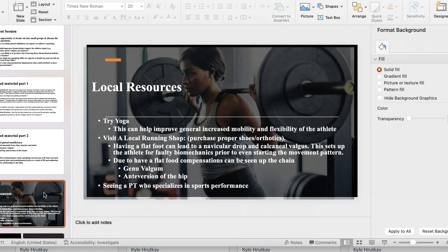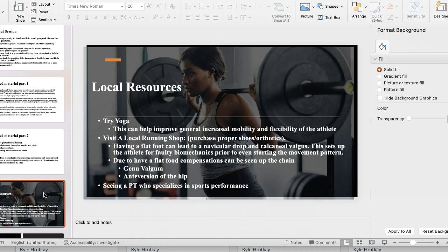Local resources. I think it's important for us to have the conversation with our patients, depending on what they have going on. Maybe it's tightness, right? Maybe it's tightness throughout the hip capsule or the other muscles. So perhaps try yoga, right? This can improve general mobility and flexibility of the athlete.